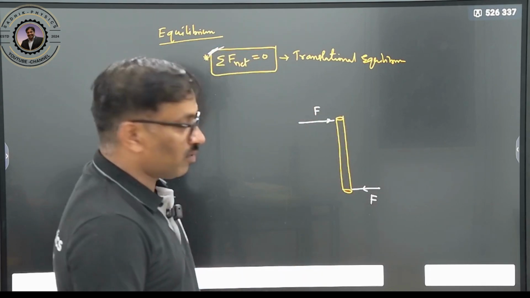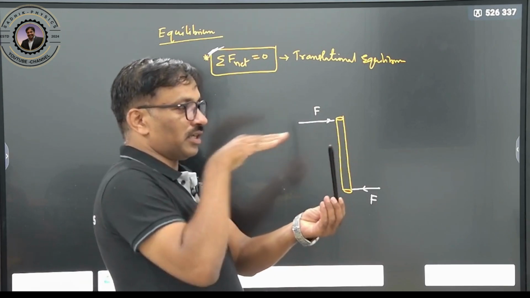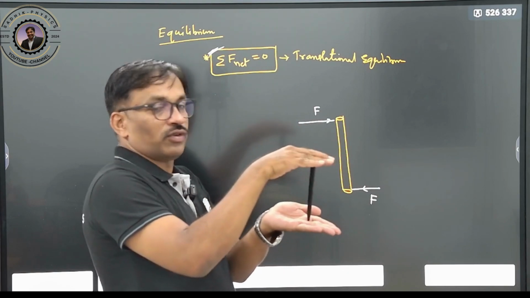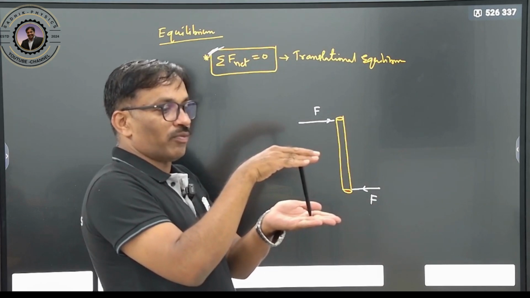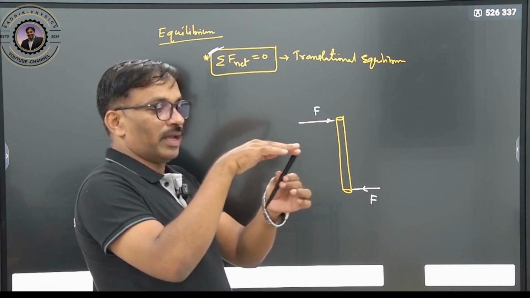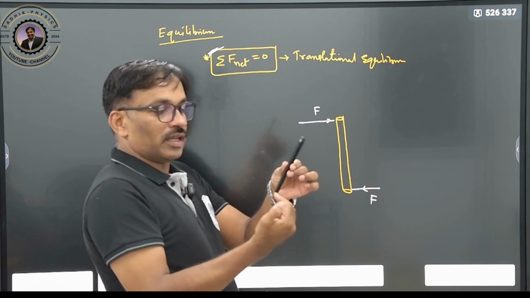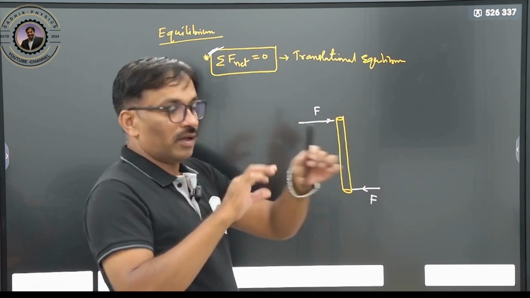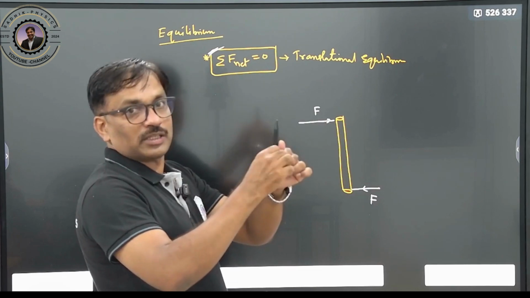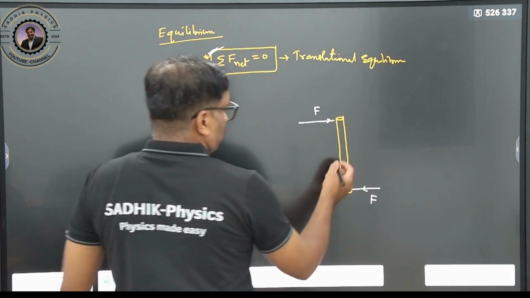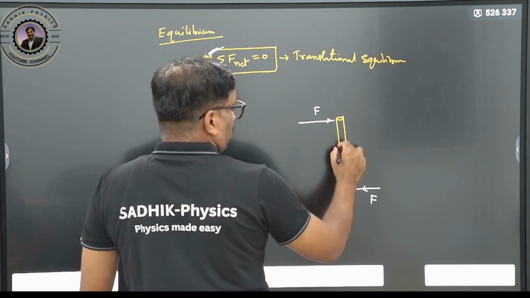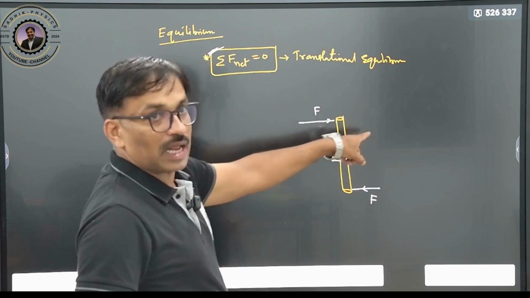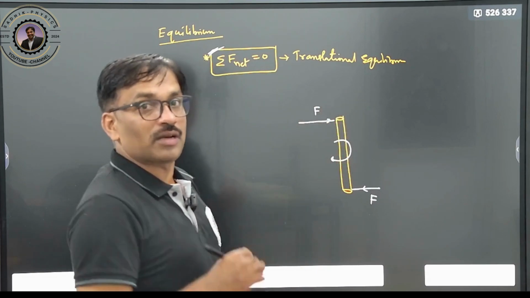But what will happen now? Try to observe this. You are exerting the force here, and you are exerting the force toward this side. So if you are exerting the force like this, what will happen? It will not be moving, but it will be able to rotate. This will not move from one point to another point, but it will rotate about this point. So with this force and this force, this rod will be able to rotate. That means it's not translating, but it is rotating. There is a rotational motion.